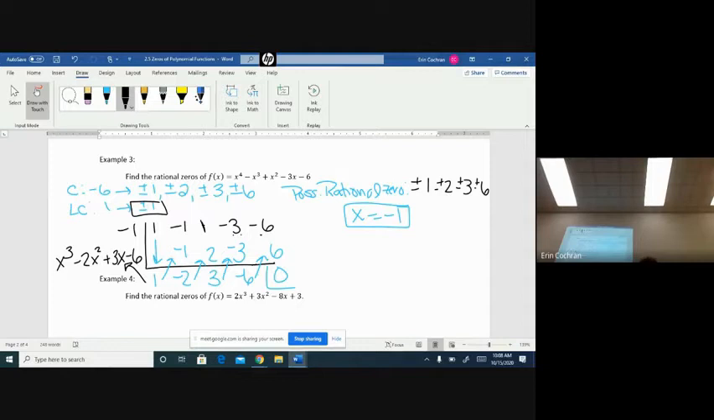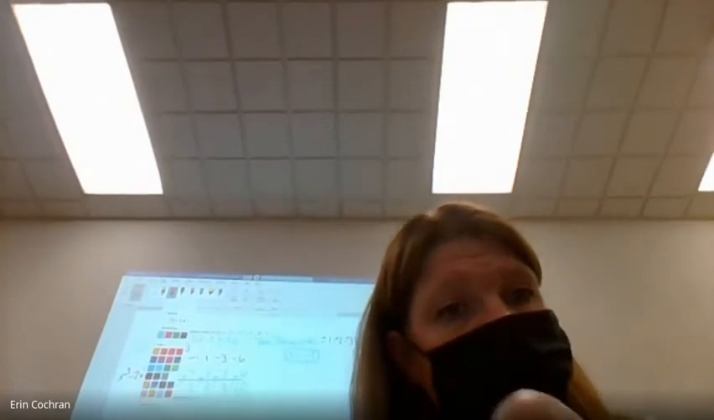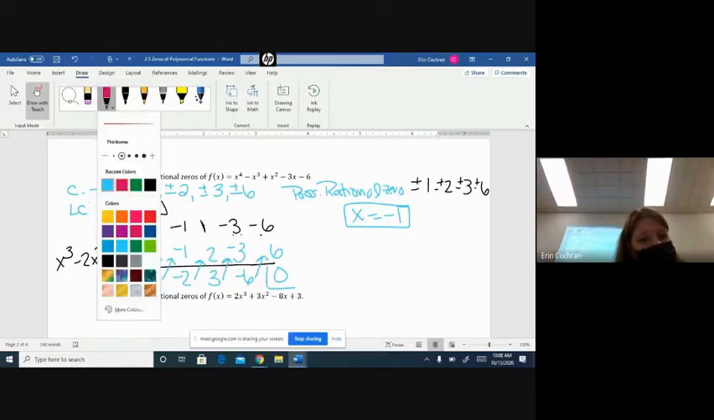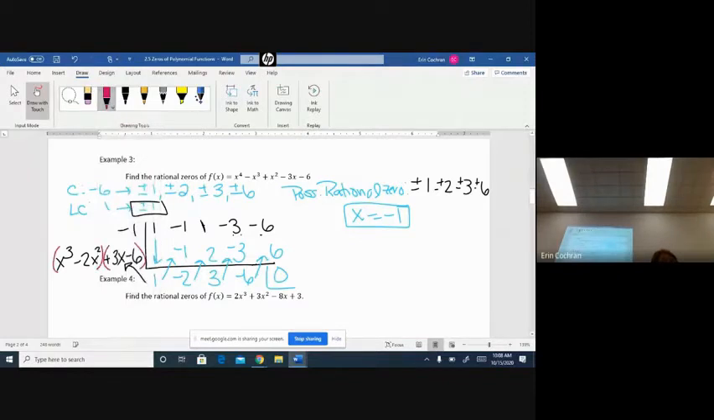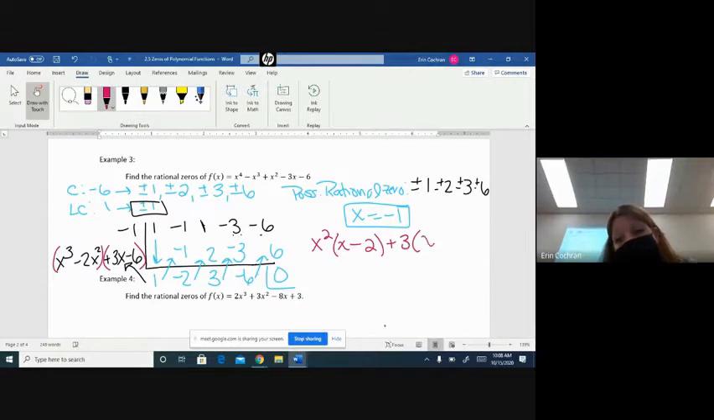Can I factor that? Could I factor that problem? The polynomial, right? Could I factor by grouping? Yeah, I could factor by grouping. Let's see if I could actually factor by grouping. I don't know if I can, but let's try. What's my GCF of x cubed minus 2x squared? X squared, right? What would be left over? X minus 2, right? What could I factor out of 3x minus 6? A 3, right? And what would I be left with?